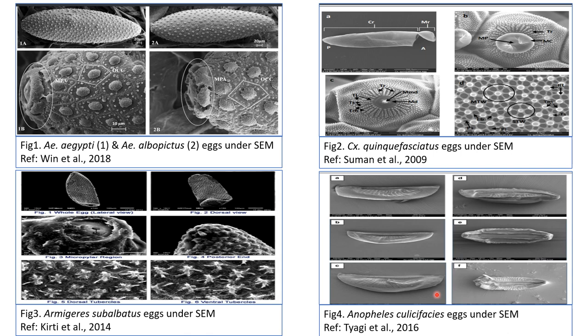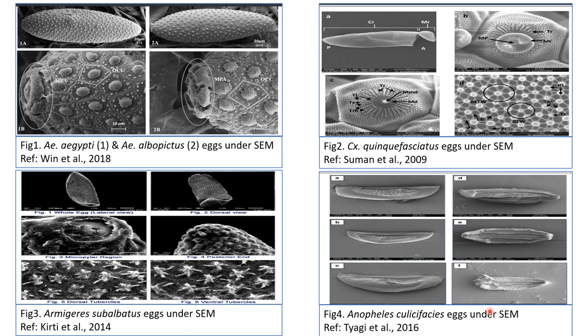In figure 4, I am referring to the work of Tyagi et al., 2016, who for the first time used egg morphology and morphometry to differentiate three sibling species of Anopheles culicifacies collected from Madhya Pradesh, India. In figures A, B, and C, you can see the lateral view of the whole egg with egg float of Anopheles culicifacies sibling species. And figures D, E, F show the ventral view with deck area of the sibling species of Anopheles culicifacies.